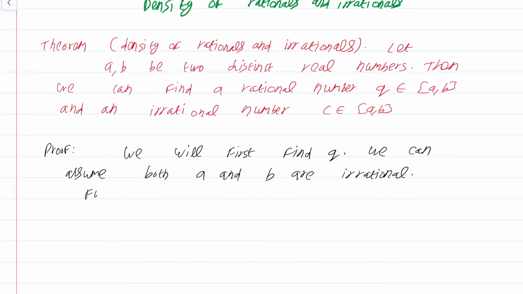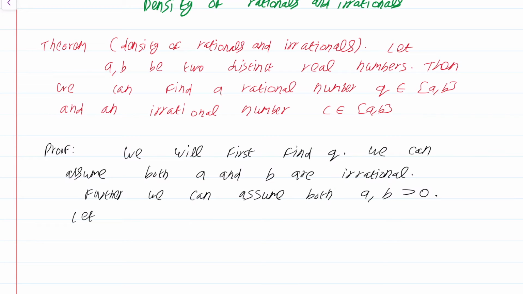Further, we can assume both a, b greater than 0. I leave it to you to check what would happen in the other possibilities for a and b. I will just tackle this case. It really makes no difference.